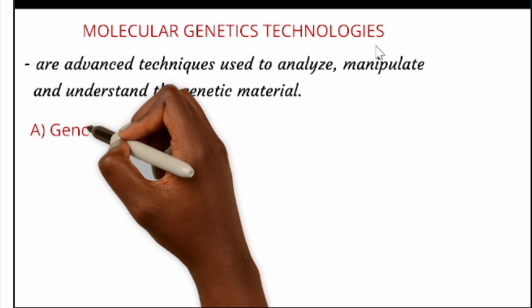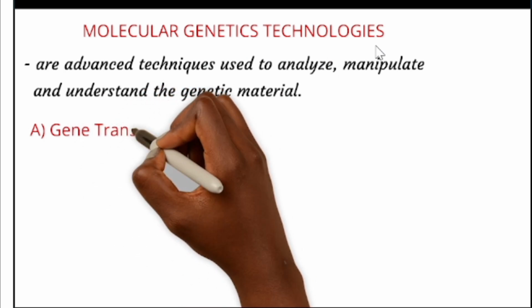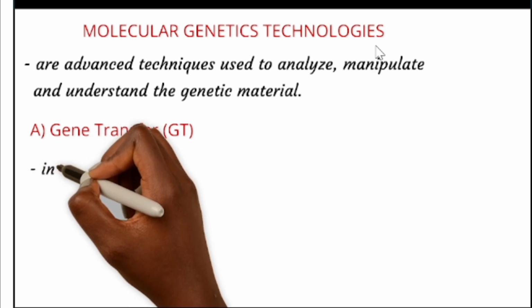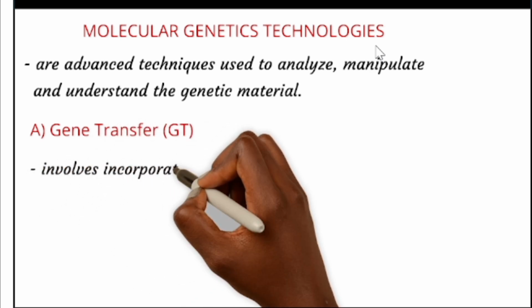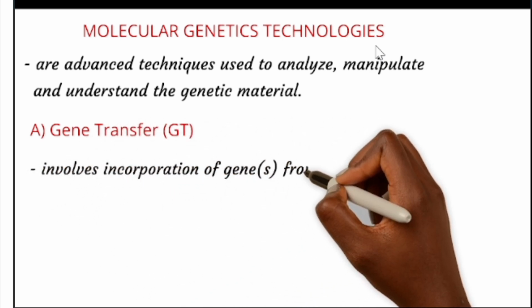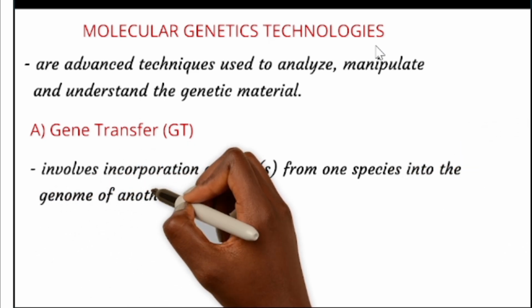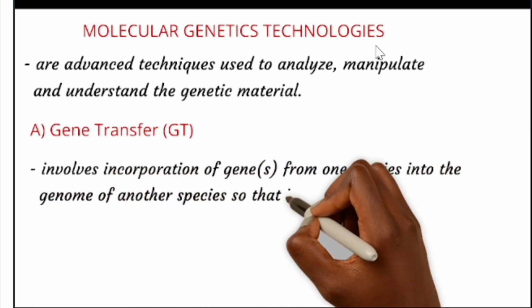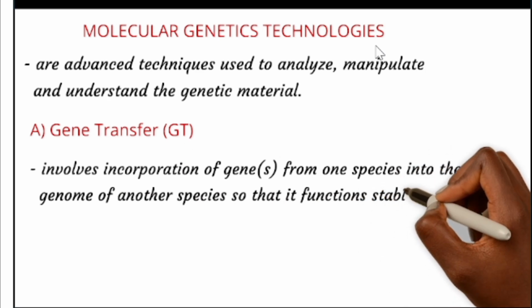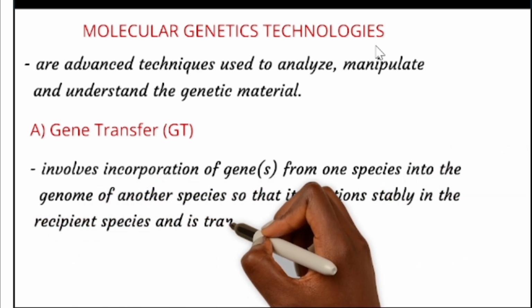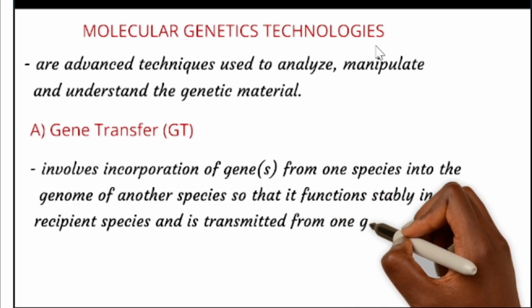The first one is gene transfer technology, or what we call transgenesis. What is it about? It involves incorporation of genes from one species into the genome of another species so that it functions stably in the recipient species and is transmitted from one generation to the next. So the animal that receives the foreign DNA is called a transgenic animal.